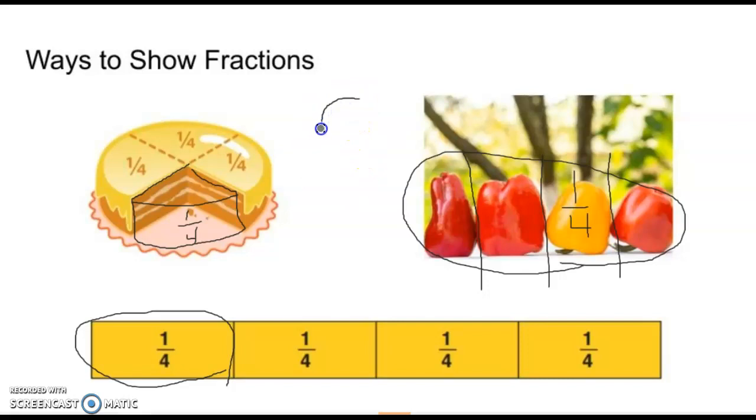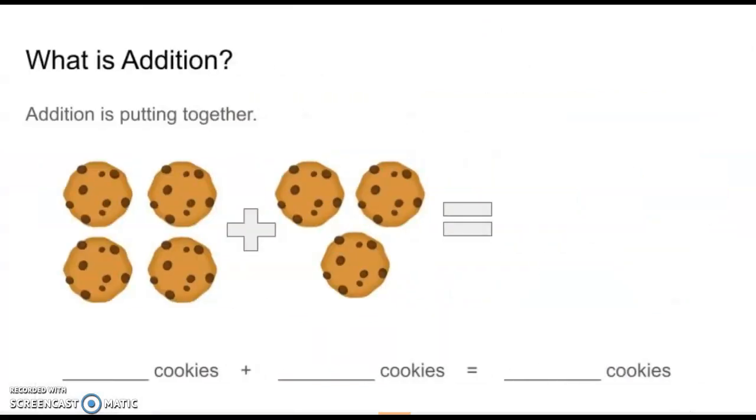For this lesson, we are mainly going to be using fraction circles to represent fractions. Alright, so now that we've reviewed some of our fraction concepts, let's look at addition. Remember that addition is putting 2 or more things or groups of things together.